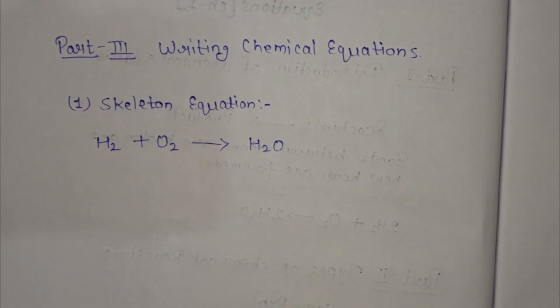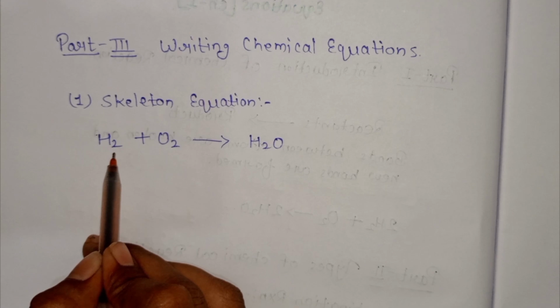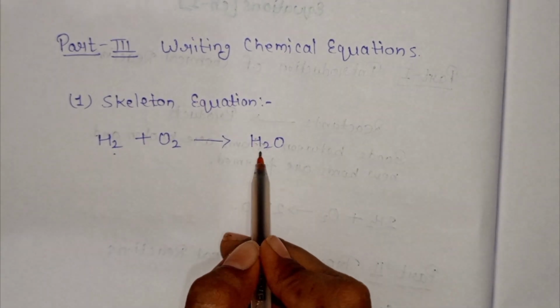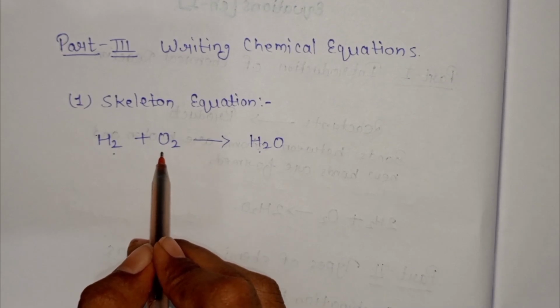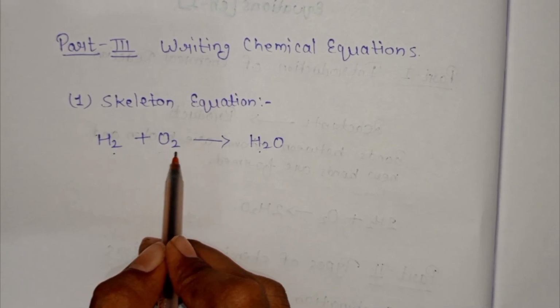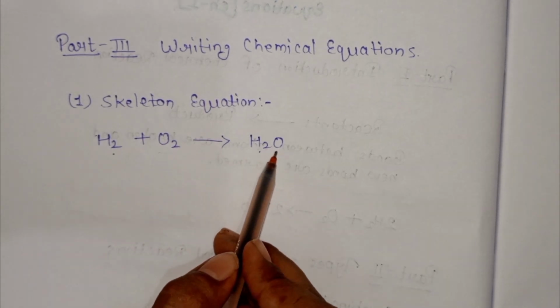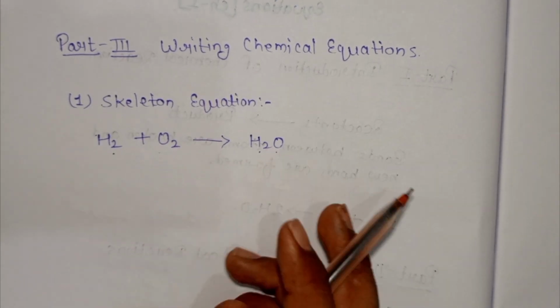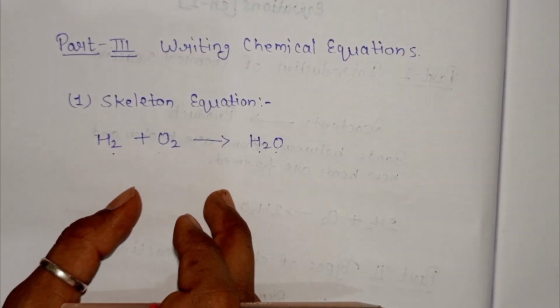As we said, a skeleton equation is simply an unbalanced version of a chemical equation. We can see here that there are two hydrogen atoms on the reactant side and also two hydrogen atoms on the product side. But for oxygen, there are two oxygen atoms on the reactant side, but on the product side there is only one. This simply shows the reactions, not the balance of atoms on both sides.